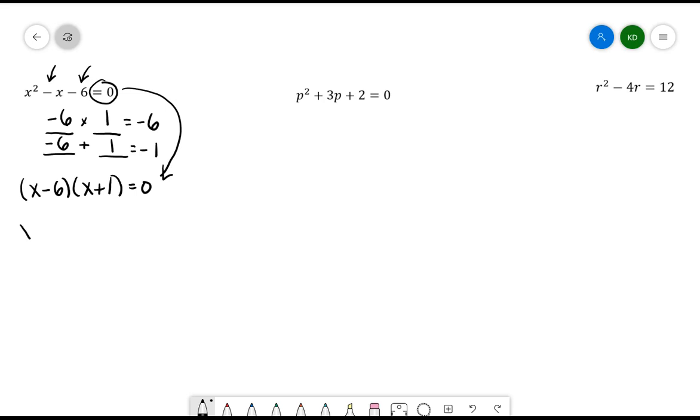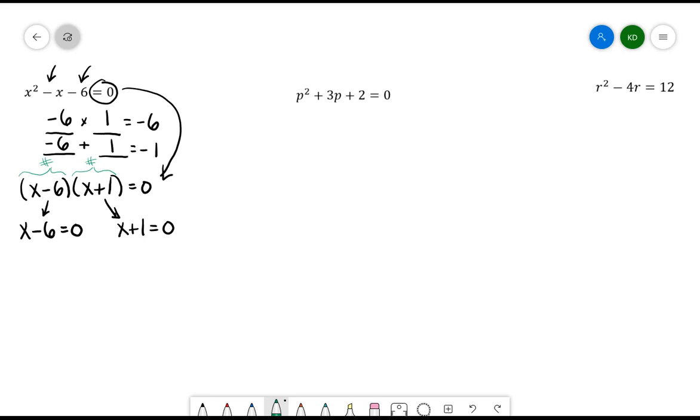separately. So we have x minus 6 equals 0. And our second factor is going to be x plus 1 equals 0. The reason that we are doing this, why are we setting this equal to 0? Well, remember what these two things are. Factors are just fancy ways of writing numbers. So we have a number multiplied by another number, and that gives us 0.